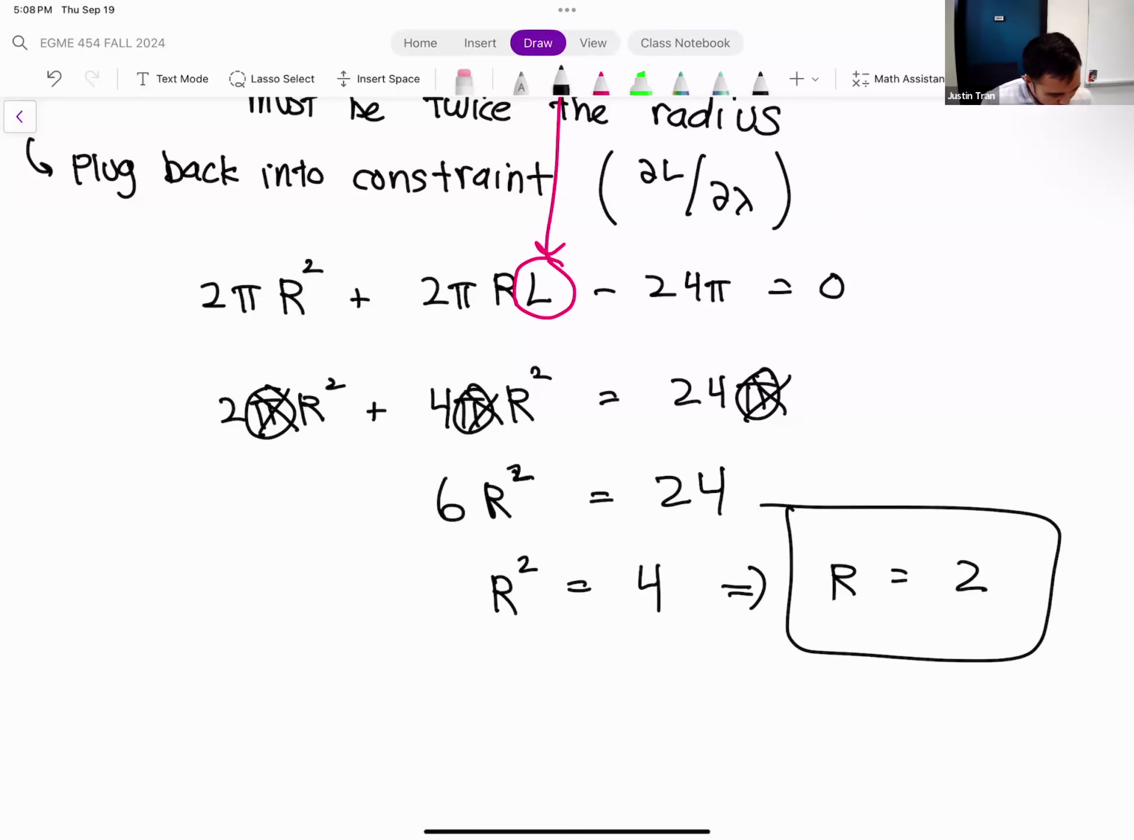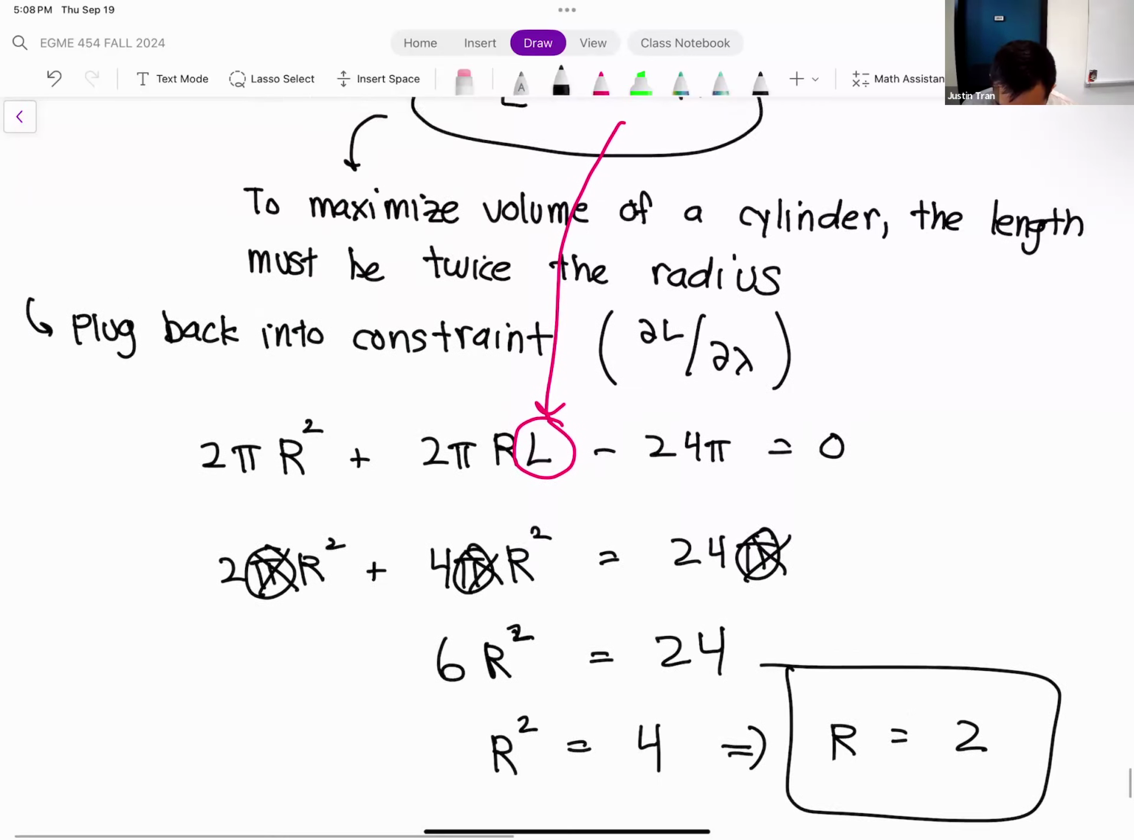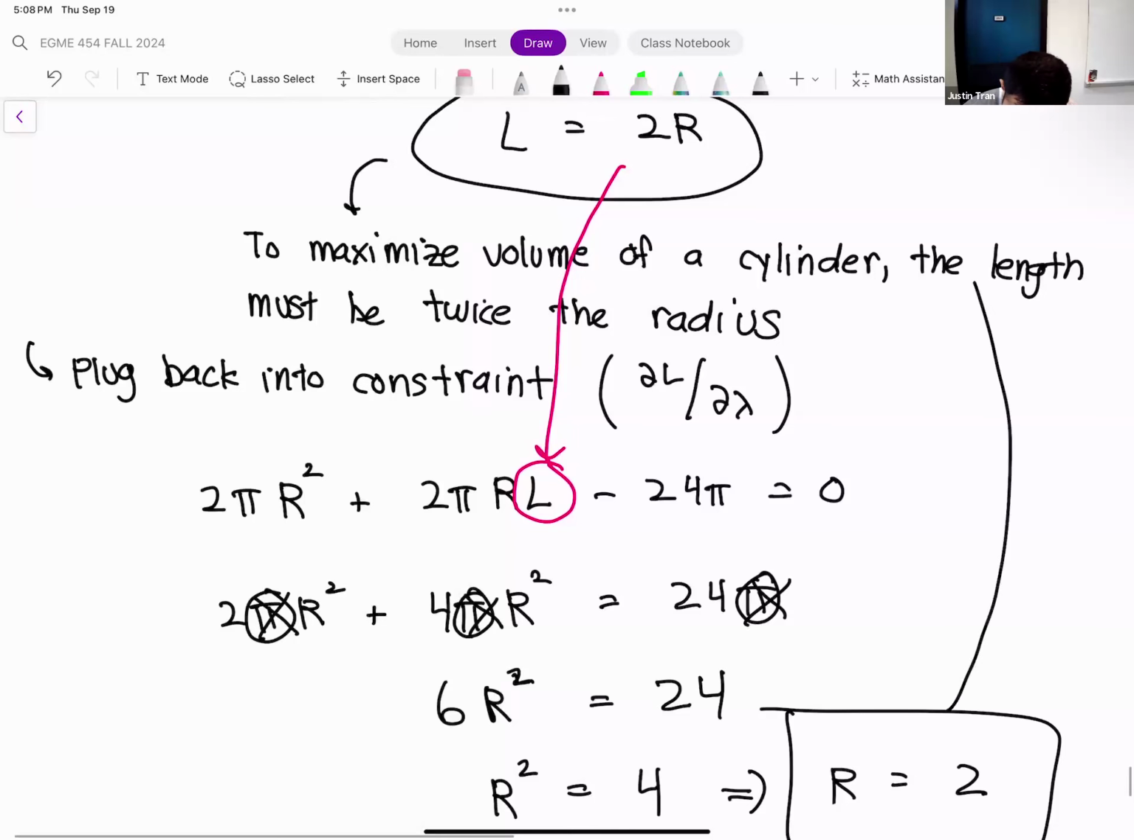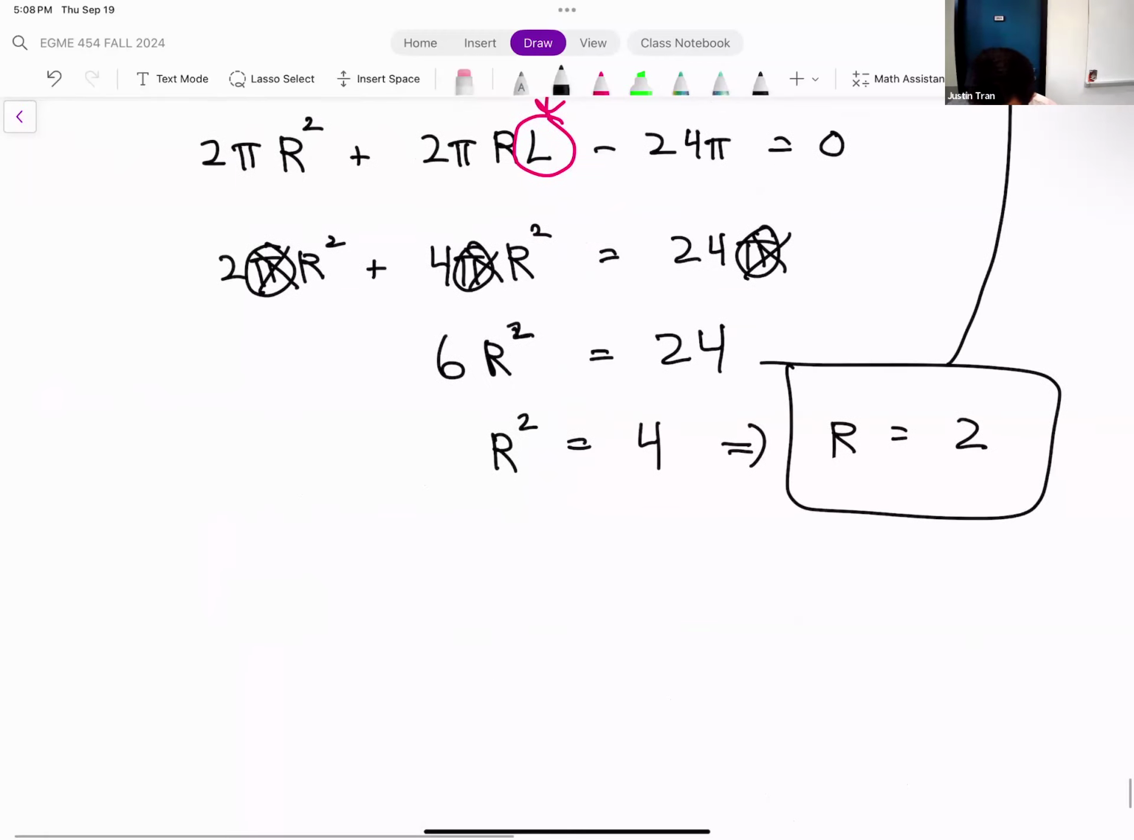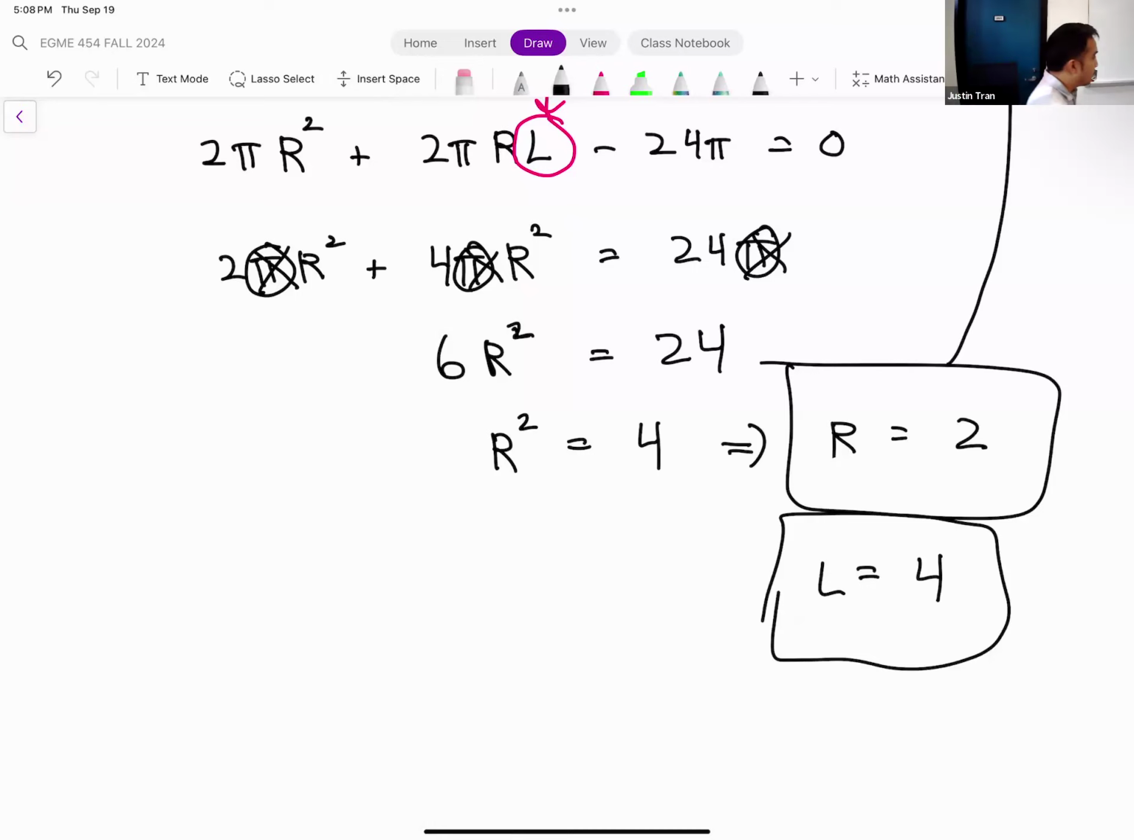Okay. All right, so let's go ahead and plug this back in. Now that we have a hard answer for the radius, we can compute the hard answer for L. And so doing so, L has to equal 4.